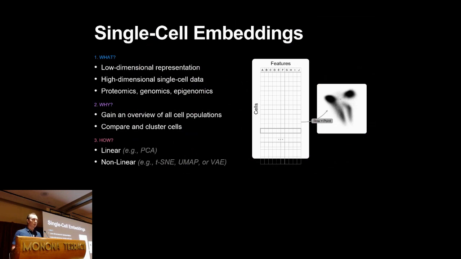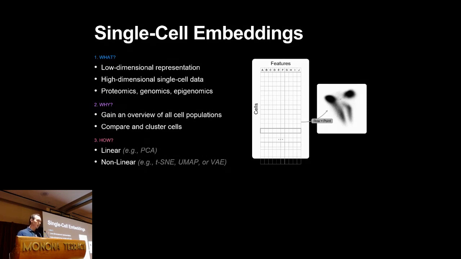But what are single-cell embeddings? Single-cell embeddings are lower dimensional representations of high-dimensional single-cell data. Think of having a table like that, where each row represents a cell, and the columns are cellular features from the proteome, genome, or epigenome of the cells. And now the embedding is a representation in 2 dimensions that tries to capture the similarity of this high-dimensional data.